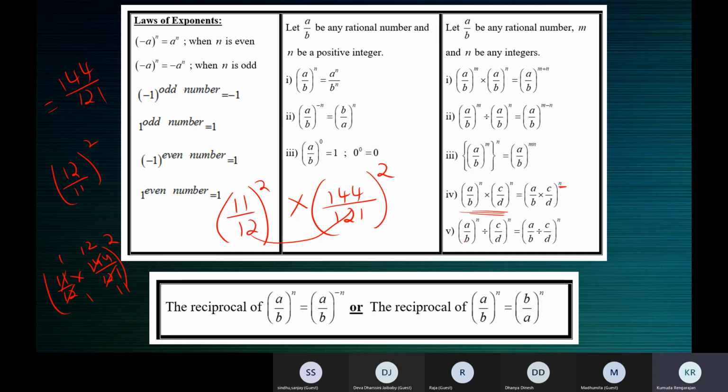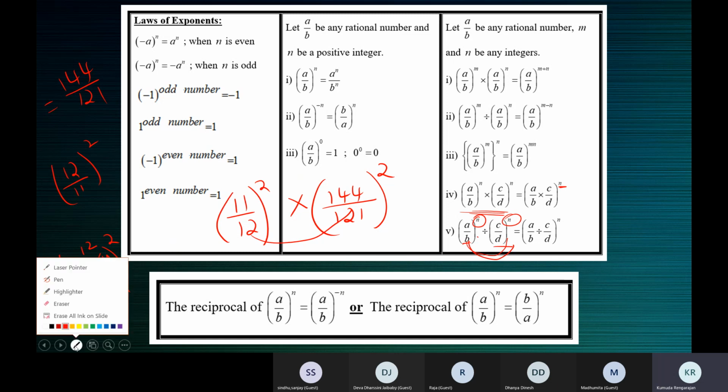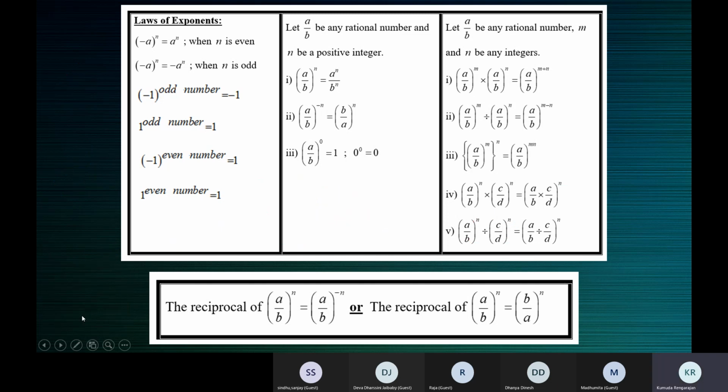And finally, it's division. A by B divided by C by D. That is, the bases are different and it's division, but they're raised to the same power. We are talking only about the base and power. They are the two components of the expressions here, base and power. All right.